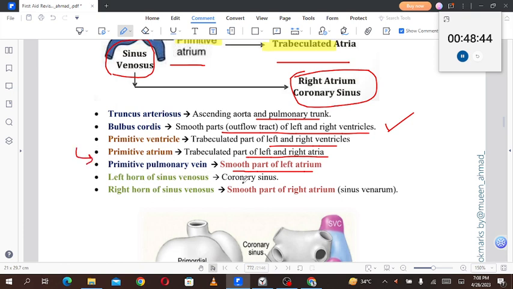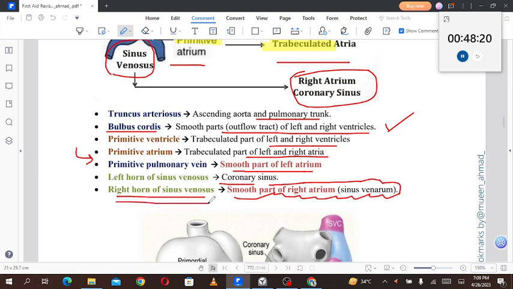Left horn of the sinus venosus will give coronary sinus, and the right horn of sinus venosus will give the smooth part of the right atrium, that is sinus venarum. Okay, so the smooth part of the left ventricle is coming from the bulbus cordis. The smooth part of right atrium is coming from the right horn of sinus venosus, while the smooth part of left atrium is coming from the primitive pulmonary vein. Got it? The trabeculated part of right and left ventricles are coming from the primitive ventricle and atria.